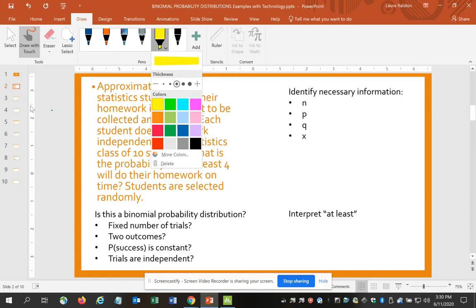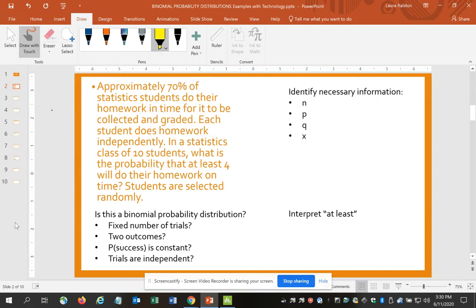And to do that, you need to meet 4 different conditions. The first condition is that you have to have a fixed number of trials. So you have to know how many times you're going to perform that particular procedure, or how many you're going to survey. In this case, they tell us in the story that we're going to have a class of 10 students. So we do have a fixed number of trials. In this case, our sample size, or N, is going to be 10.